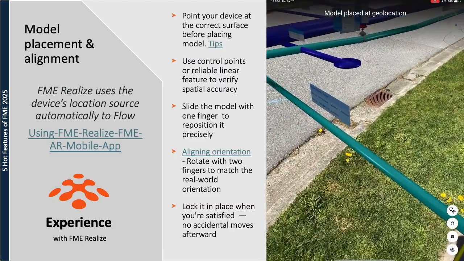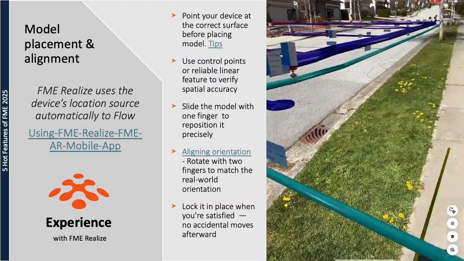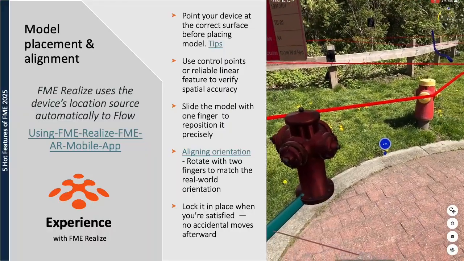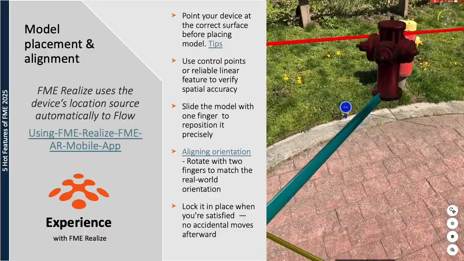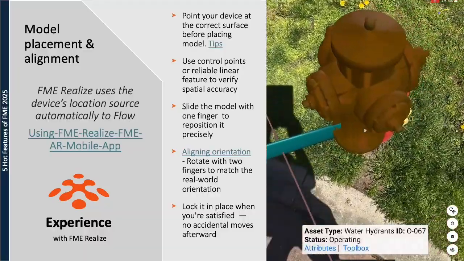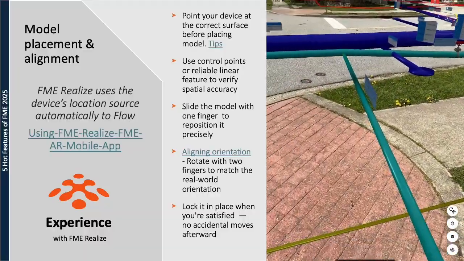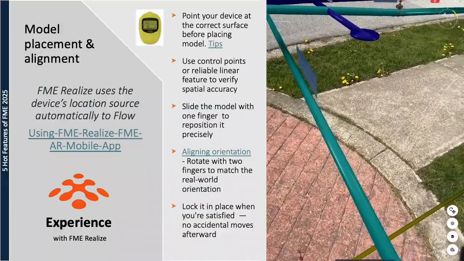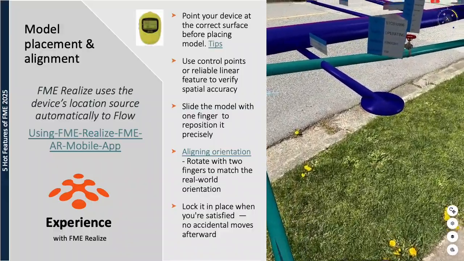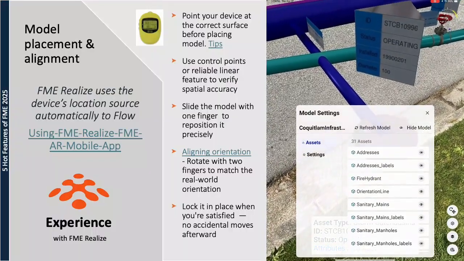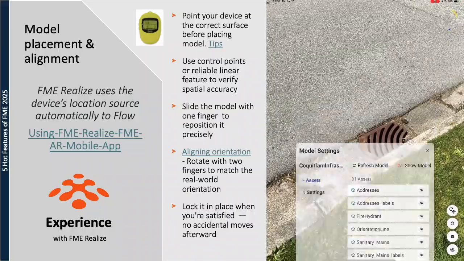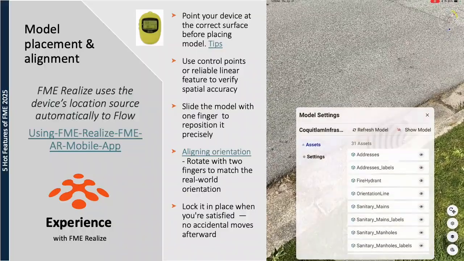So in our FME Realize mobile app, your device's location where you're standing will pass over to the FME Flow and extract your data, process it, transform it, bring it back. We need to place the model accurately. Now, we recommend Bluetooth enhanced accuracy, otherwise you'll be moving it with your 2 fingers to place it based on something you observe and know is in the real world.